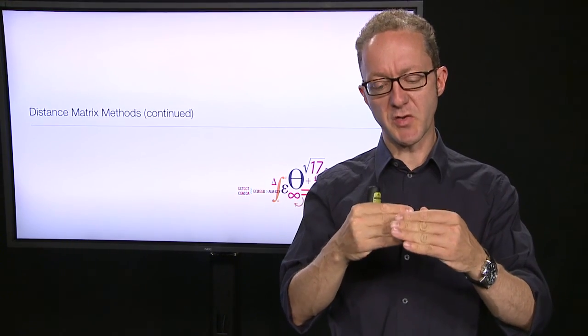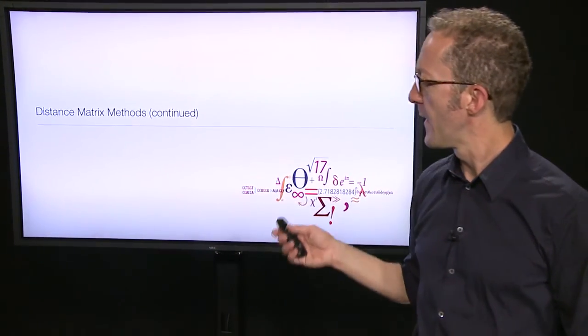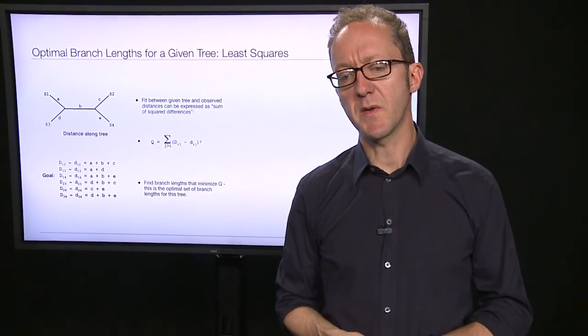As I've said, distance-based methods are based on the very simple idea of taking a multiple alignment, counting all the pairwise genetic distances between each pair of sequences. This will give you a distance matrix, and then based on that distance matrix, try to find a tree such that the distances measured along the tree correspond to the distances you observed from the alignment, the distances in your distance matrix. So how do we actually do that?